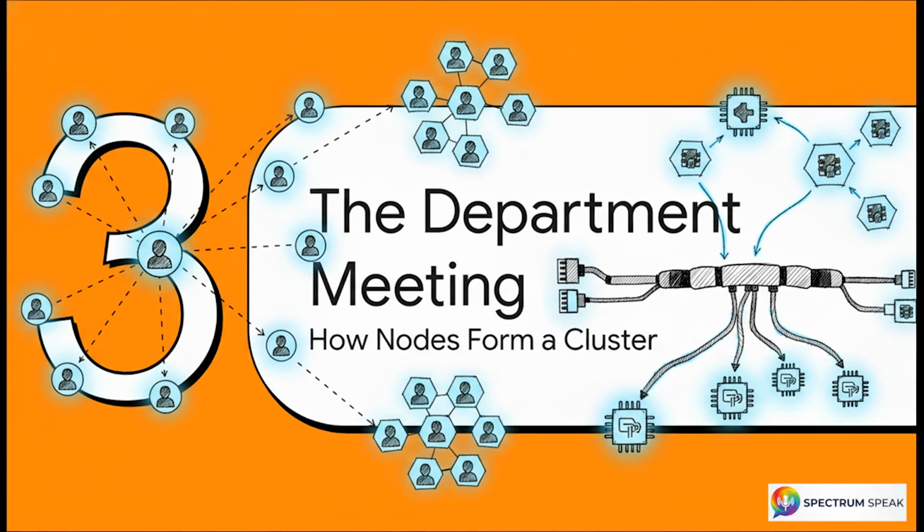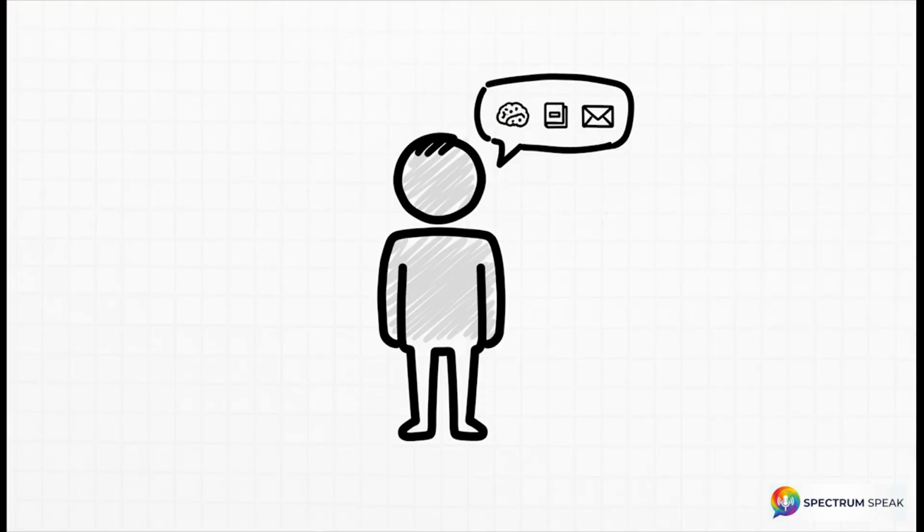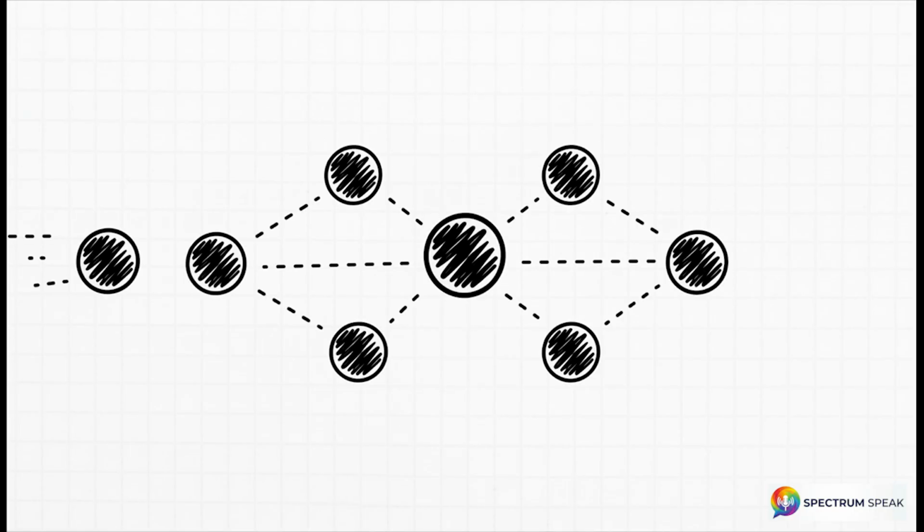But employees don't work alone. They get together in departments to get things done. And in our car's world, a department is called a cluster. So it all kicks off with just one employee, one node, that has something important to say. But it's usually not a one-person job. Pretty quickly, other employees from that same department need to chime in.